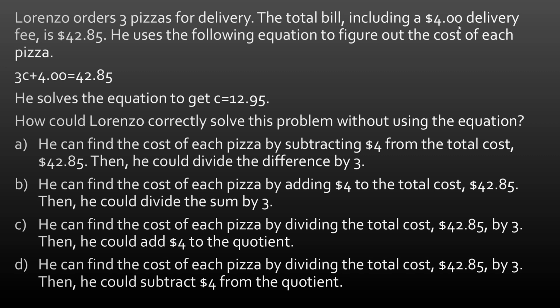So the first thing I would do to figure out how much each pizza is, I would take out this $4 delivery fee from my total. So the first thing I would do is subtract that $4 delivery fee. If we look at our answer choices, this one says adding 4, this is dividing the total cost. So it looks like A is the only one that starts with subtracting that $4 from the total cost of the pizza first.